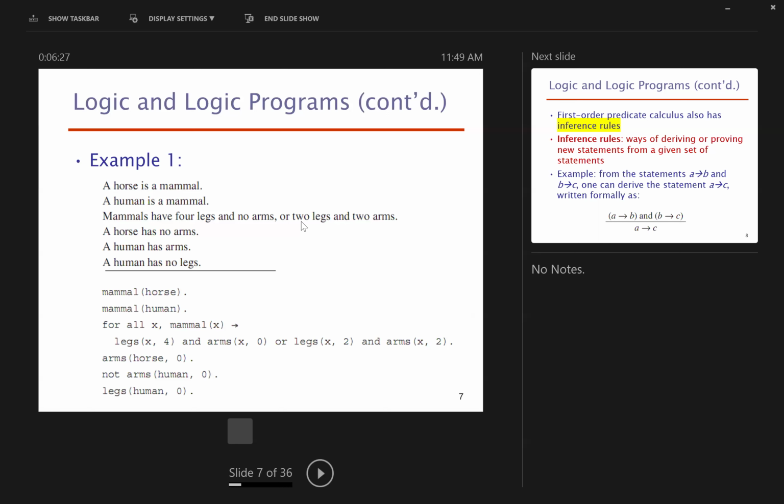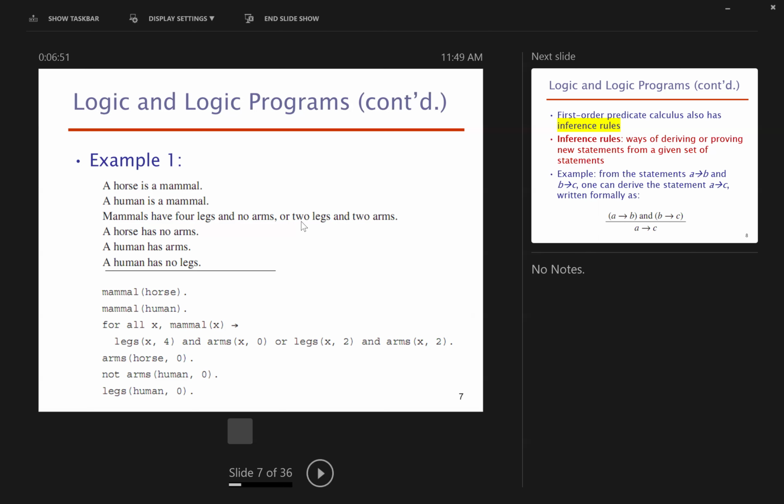So everything here will be a proposition. A horse has no arms. It has to be true or false. So let's say, I can also write this as this. Horse is what is this? Human is what is this? Then we say for all, mammals have 4 legs and no arms, or 2 legs and 2 arms.